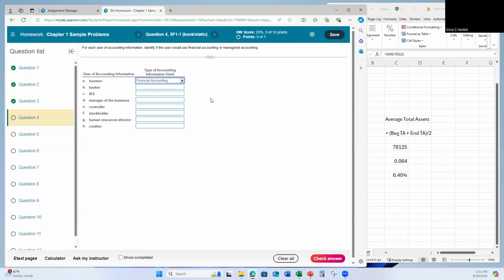A banker's interest in a company is primarily going to be to lend money, such as to purchase a building or other equipment. So they would be external again, and therefore that would be financial accounting. So take a second and think about these different organizations and or individuals, and are they inside the business or are they outside the business? And if they're outside the business, they're going to be looking at financial accounting.